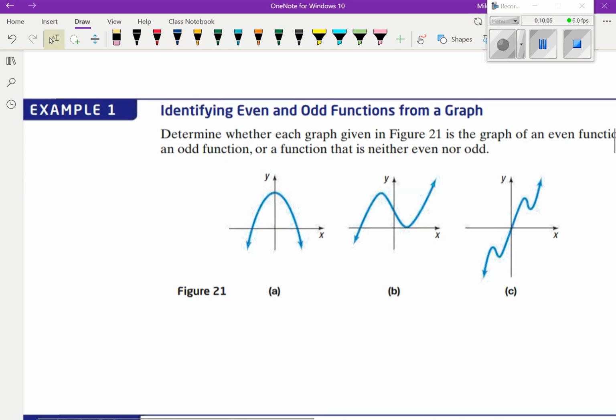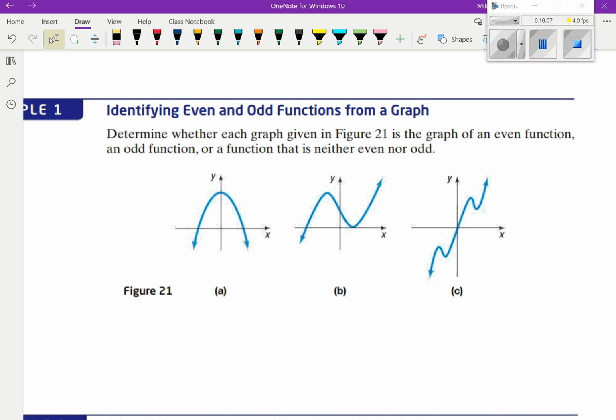So let's take a look at some examples. Just based off a graph, can we identify is a function even or odd, or is it neither one of those? We can have functions that are not even and that are not odd.